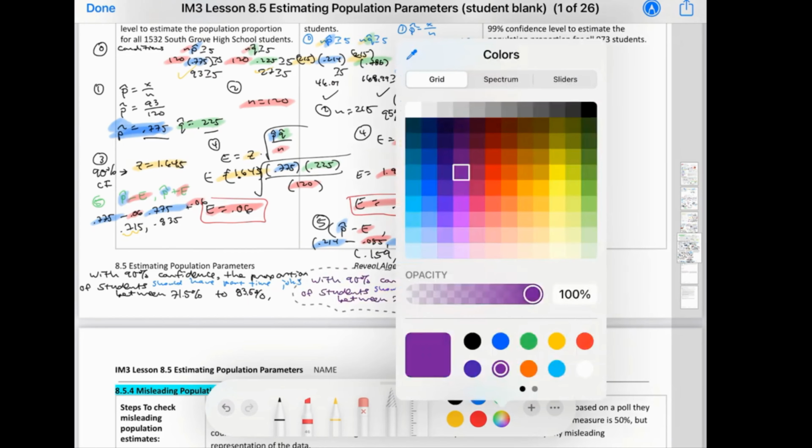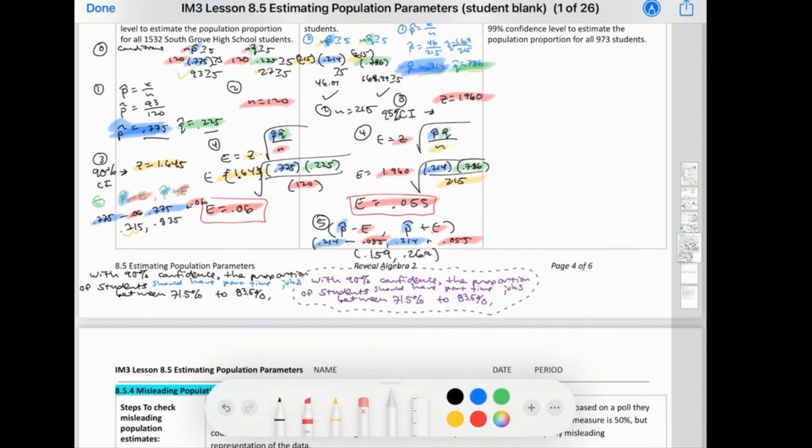What color do you guys like? How about purple? Okay, what do we got?